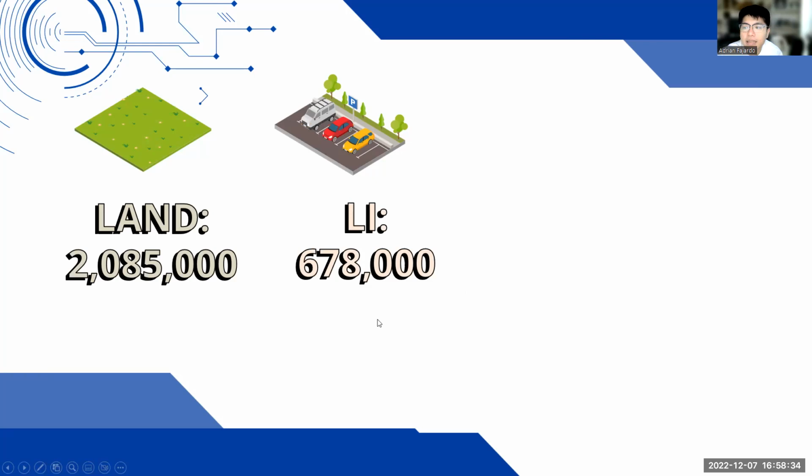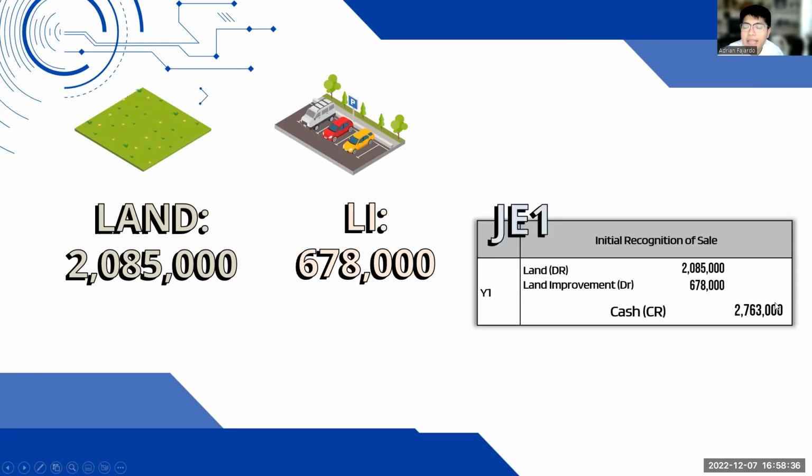So our journal entry would be, we credit cash of 2.7 million and then debit land for 2.085 million and 678,000 for land improvement, right? So I hope that's clear so far.